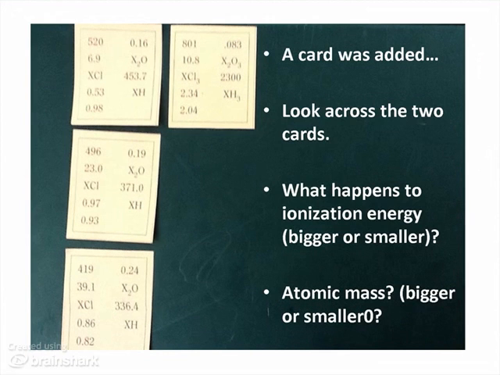I've added a card to our arrangement. It's the second one on the top. Now look across these two cards. What happens to ionization energy? Does it get bigger or smaller?